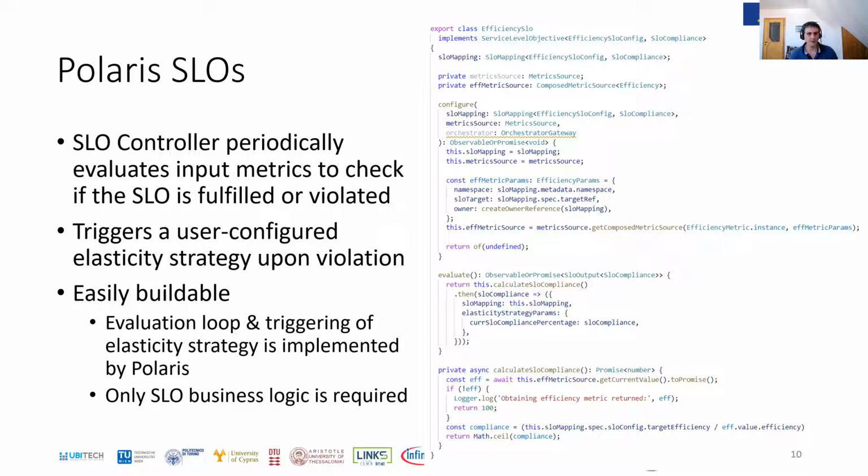And with Polaris, you have the advantage that these SLO controllers are very easily buildable, because all this scaffolding around the evaluation loop, the triggering of the elasticity strategy, that's all done by the Polaris libraries, and you only need to write the SLO business logic. So, for example, to write an efficiency SLO, the one that I described two slides ago, you only need to write this much code here. And actually, we will take a closer look at this during the demo.